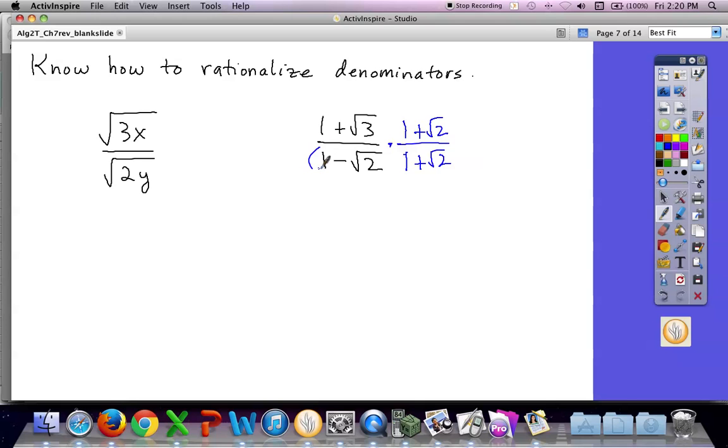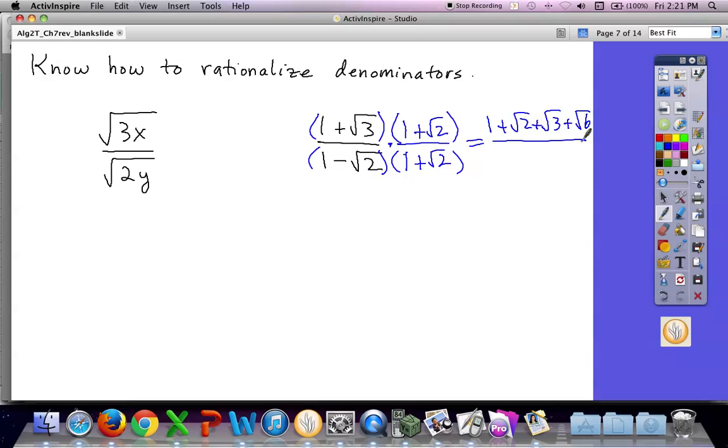And now you multiply. And just notice that the process when you multiply two binomial radical expressions is FOIL, as always. Right? If I do the numerator, I get 1 plus the square root of 2 plus the square root of 3, and then the square root of 3 times the square root of 2, plus the square root of 6.